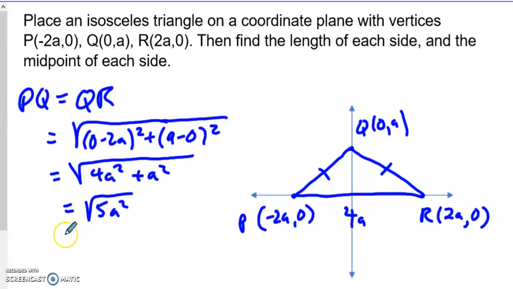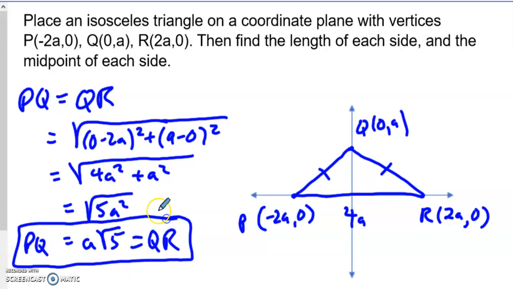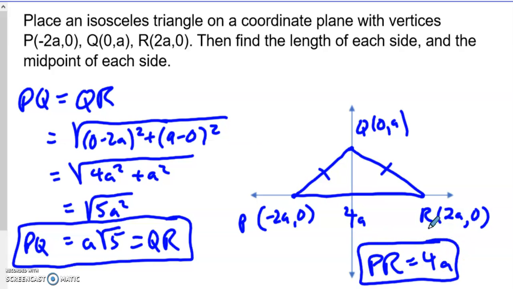Add like terms there, and then we can reduce, taking out that a, so it'd be a root 5. So that is equivalent to PQ as well as QR. And then we already talked about the distance here of PR. We can simply count it since it is a horizontal line. So that's the first portion of it.